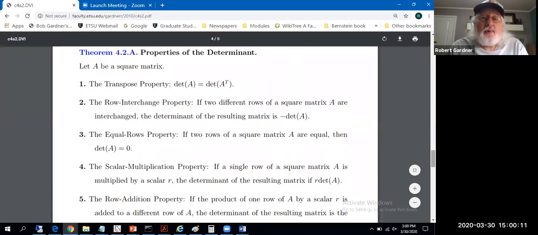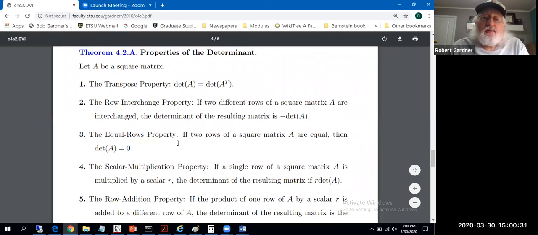Row interchange property. So this is one of the elementary row operations. Transpose is not, but this is. If two different rows of a square matrix A are interchanged, the determinant of the resulting matrix is negative determinant of A.